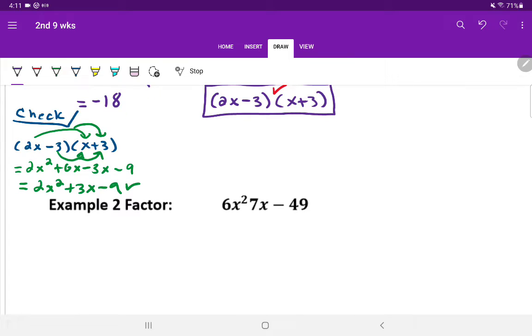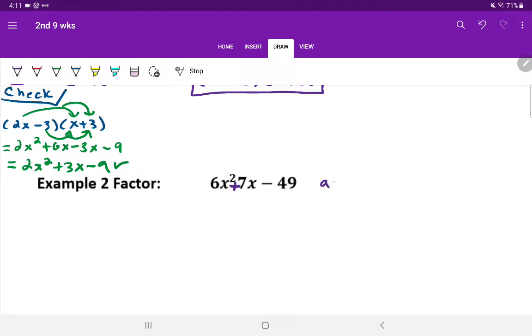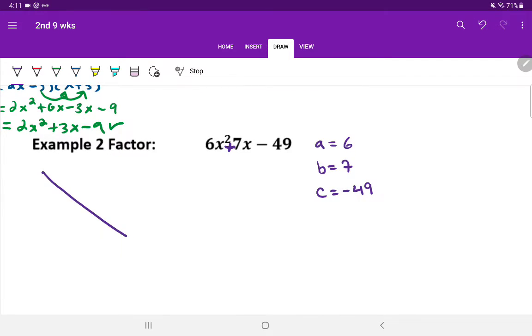Okay, example 2. I made a typo, I forgot to put a plus sign in between there, so it should be 6x squared plus 7x minus 49. Okay, again, let's run through our steps. First thing first, is it in standard form? And it is. Is there a GCF? There is no GCF. So again, we'll go to X method factoring. Okay, so A in this case will be 6, B would be 7, and C would be negative 49. All right, so let's go ahead and do the X method here.